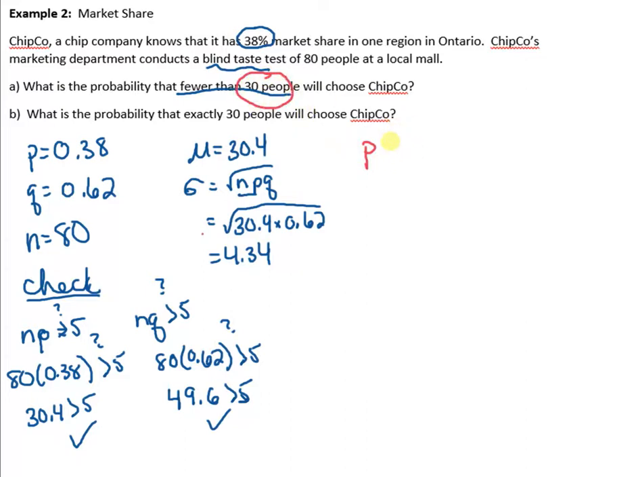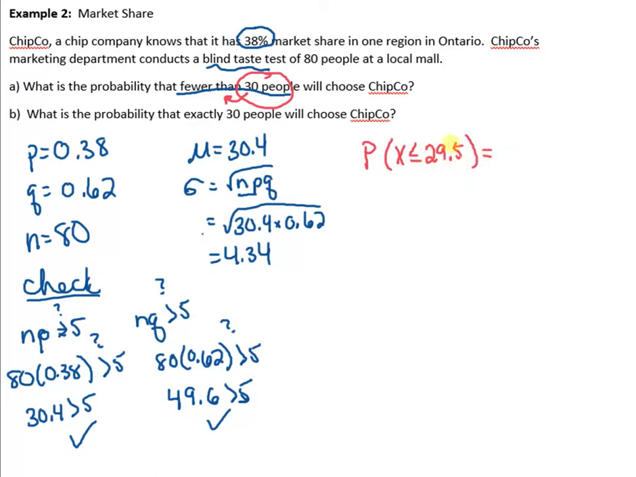So we cannot use the number 30. We need to gap this. So fewer than 30, we can gap it down to 29.5, and that would be fine. X is less than or equal to 29.5. Okay, we can't have half a person. So we actually want strictly fewer than 30 people, which actually gives us 29 or below.